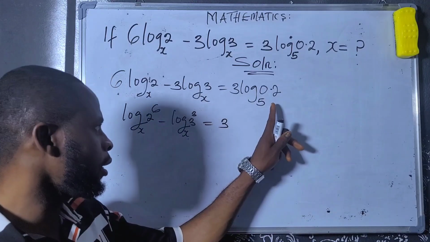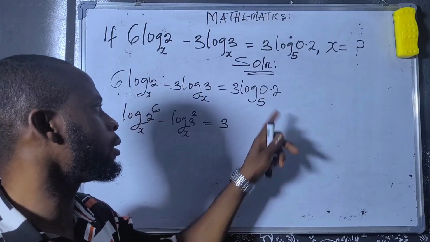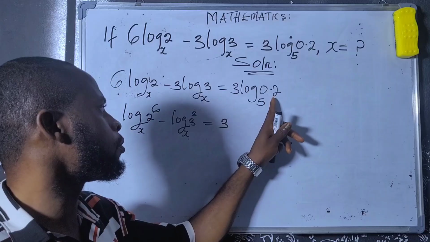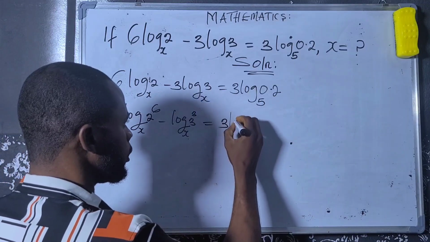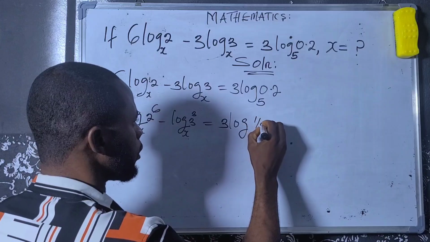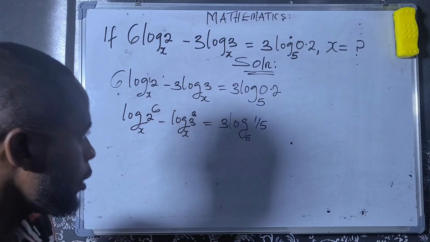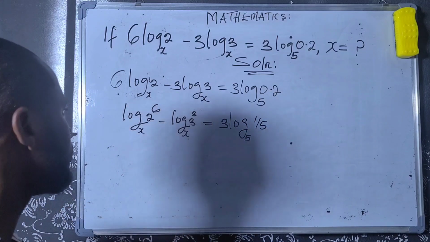Now, let's break this down at the same time. 0.2 is the same thing as 2 divided by 10, in simplified form, which will give us 1 divided by 5. Then we have 3 log 1 over 5 to the base of 5. This is the same thing as this. Then now we move further.